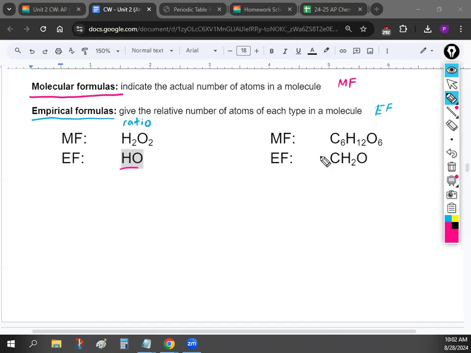A more complicated example is this right here, C6H12O6, this is glucose. If you guys take a look, in order to get to the empirical formula, what we did is we divided it by 6, and that gives you the ratio. So the way that you go from molecular to empirical is you just divide by the greatest common factor. And you guys probably remember that from math class, the greatest common factor. Whatever number they can all be divided by to get a whole number.